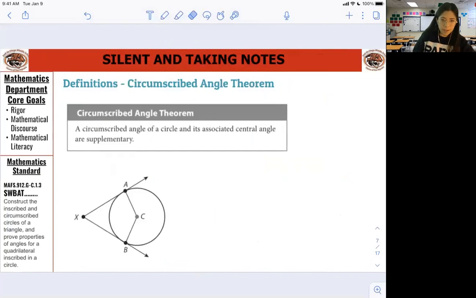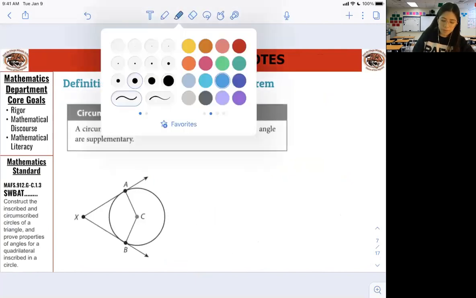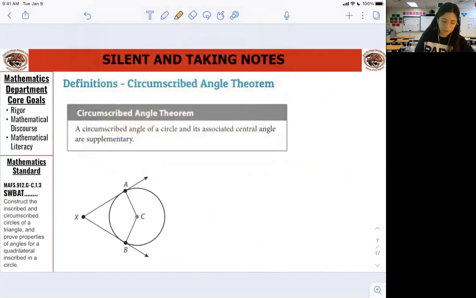The circumscribed angle theorem. I think this one goes to Rios or Samaj. I forget the order now. Rios goes next. Okay, Rios, go ahead. What is the circumscribed angle theorem? It's me technically, but okay. Oh, sorry, Rios, go ahead. Samaj, you can go.